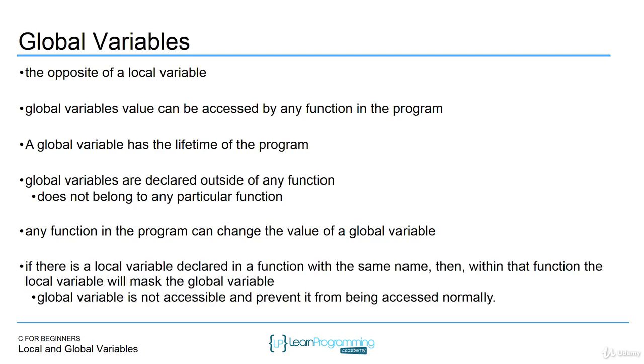If there is a local variable declared in a function with the same name as a global variable, then that function will use the local variable. It will mask the global variable. So if you have a global variable named x and you have a local variable named x inside of a function, the local variable is going to take precedence. It's not going to modify the global variable's data. If you assign to that variable, it's only going to modify the local variable. So the global variable is not accessible when you have the same name. And it will actually not be accessed within that local function. So don't use the same names basically because it's just going to be confusing.